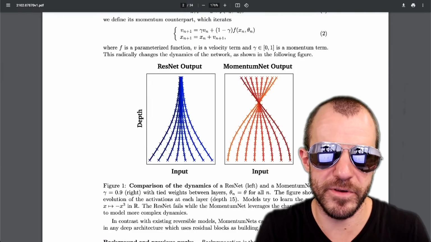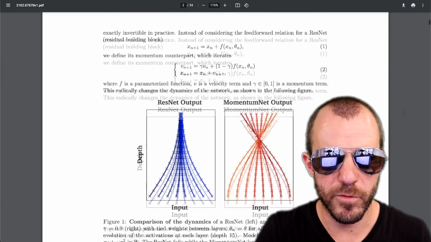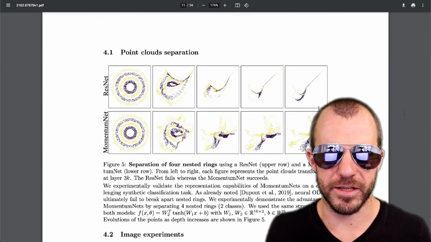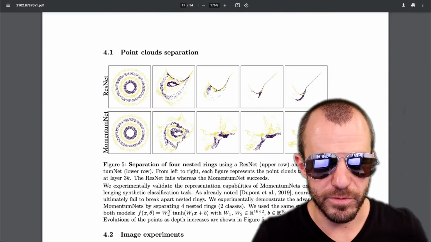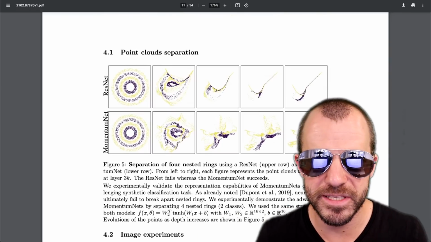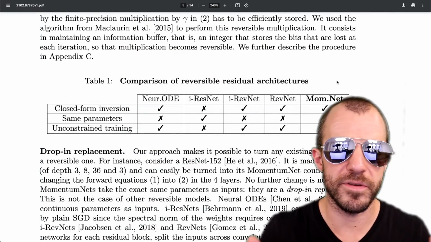So here is a visualization of their idea. Formulas are here. There's lots of mathematical analysis. There are experiments with these concentric rings and what happens to them. And there's a table comparing it to previous approaches and so on. I'm looking at version 1 of the paper for anyone who's following.